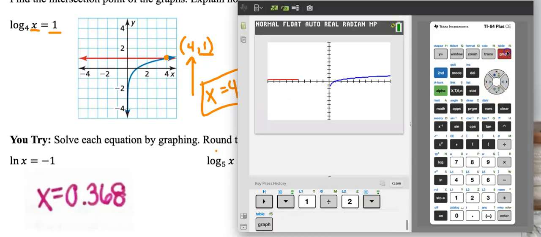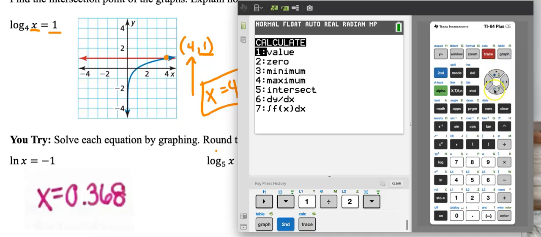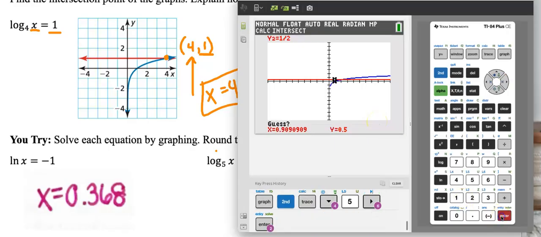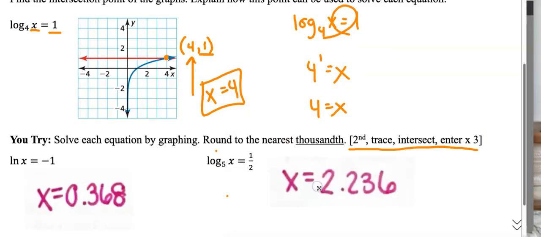Now we're going to press graph, and there are my 2 graphs. Again, the intersection is roughly about right here. To find the intersection, you press second, trace, and then scroll down to intersect, or press 5. Again, you don't have a blinky dot, because it sits at 0. You want to move it to the right, because the intersection is to the right. It doesn't matter where. Hit enter 3 times, boom, boom, boom, and there is your intersection. 2.236 is our answer.